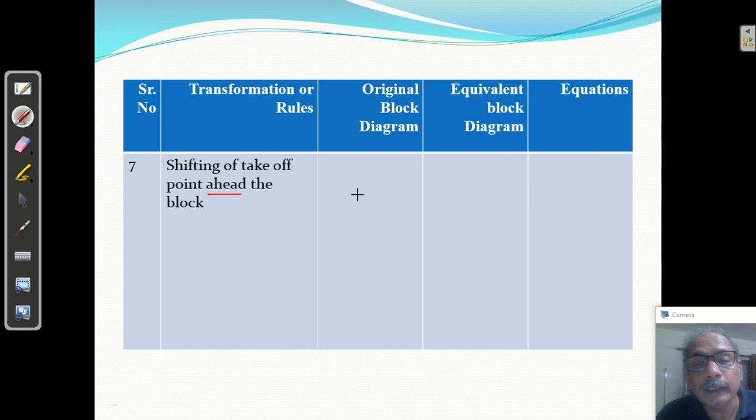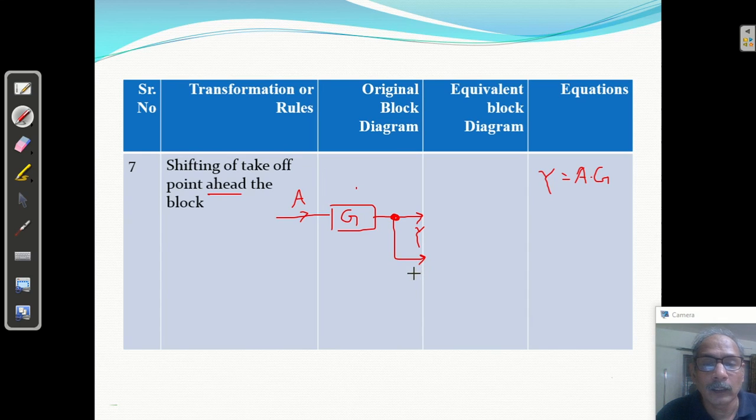Okay, so this is G. This is A. And this is the output Y. What is the output? Y equal to A into G. Okay, no problem. But this was the takeoff point. What was the output here? Suppose C equal to what? A into G.